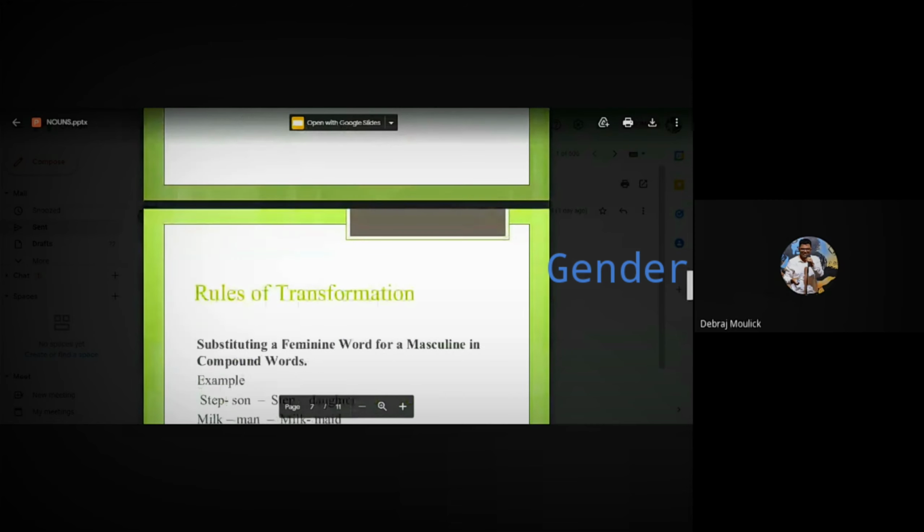That is substituting a feminine word for a masculine in a compound word. A compound word is always two words, right?